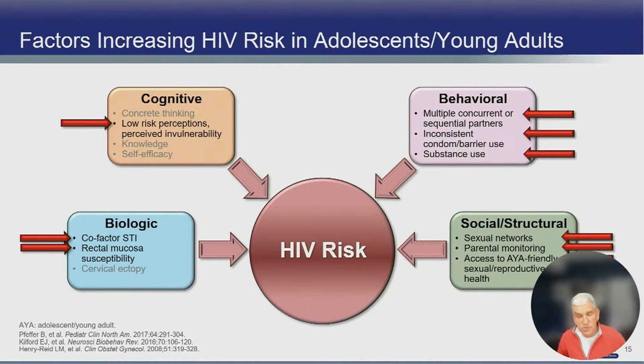Do they have access to education for adolescent youth at risk? Is there the ability for adolescents and young adults to get access to that kind of care? Usually not. So all of these things are going to increase and augment the amount of risk a person would have.